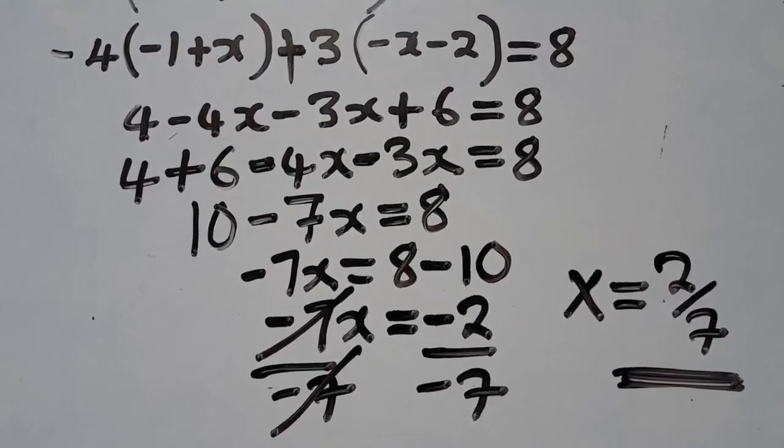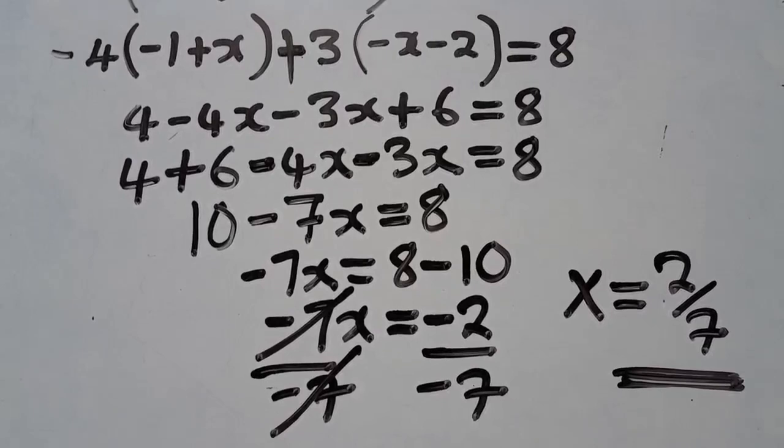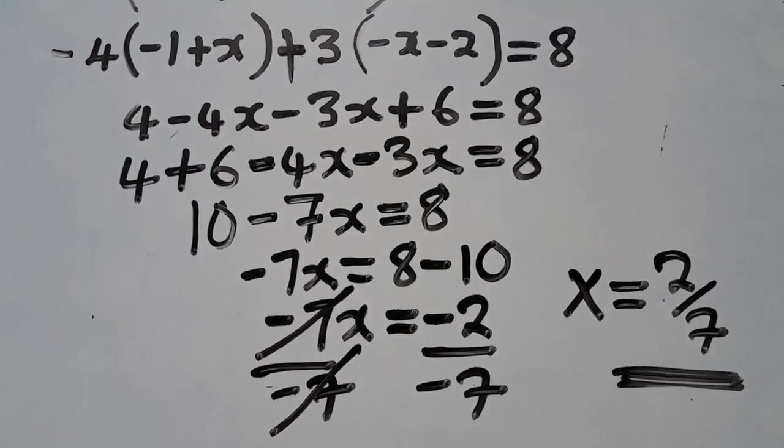I believe that's the same value that most of us calculated. I just want us to revise through these questions to be sure and clear. So this is what you need to do. The answer is 2 over 7. So you get the same answer.